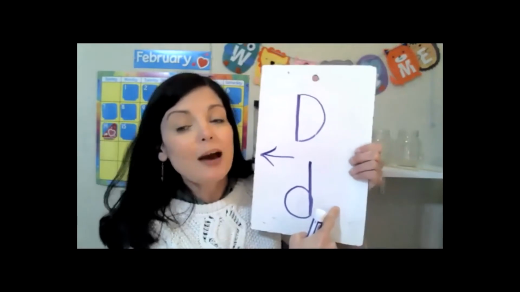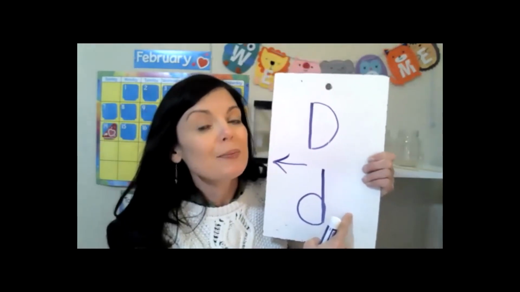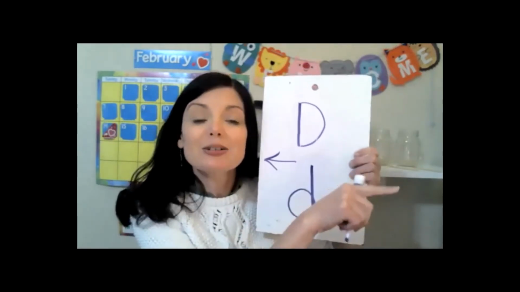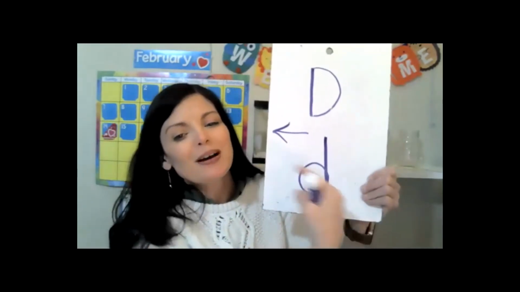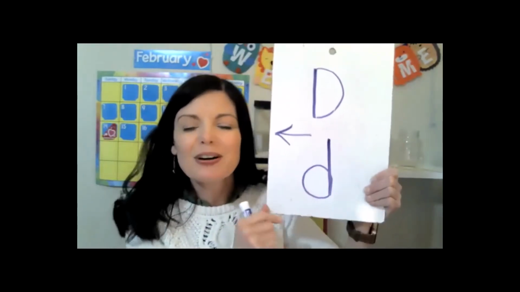You might remember that we blew a bubble for the letter B, but the bubble went to the right. Make this bubble go the other way. That's the lowercase letter D. Okay, let's look at that one on the handwriting house.